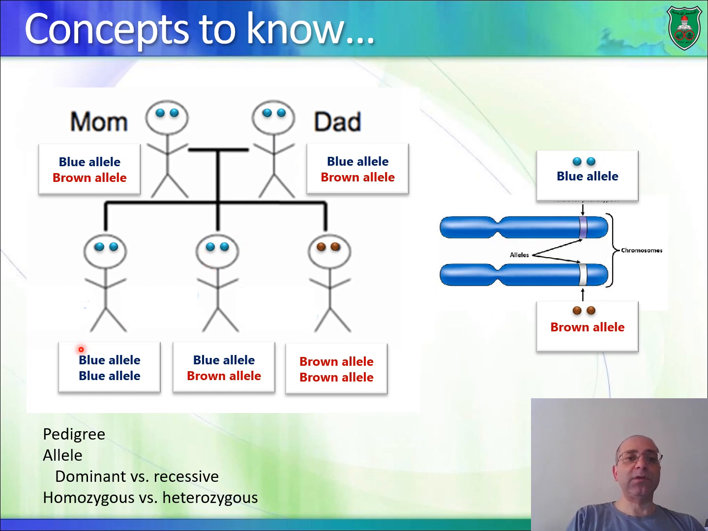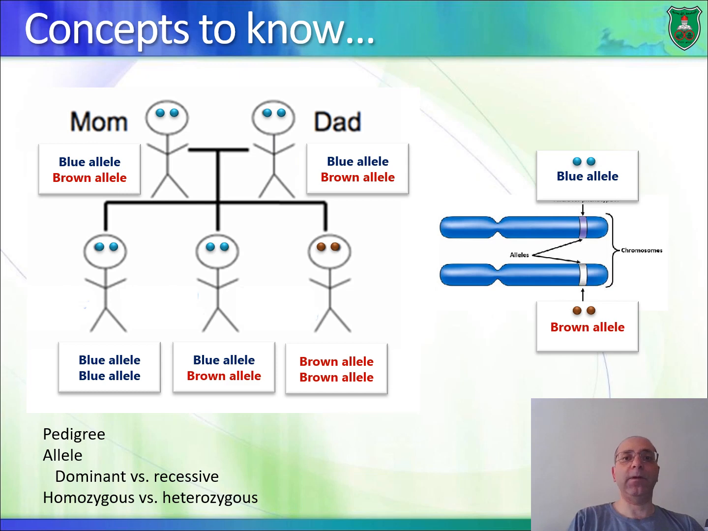eyes. Now this person is what we call homozygous because both alleles are exactly the same. This person is heterozygous because both alleles are different. And this person is homozygous. The alleles of the eye color gene are both brown, so the recessive phenotype would be shown on that person, and the person would have brown eyes. Okay? So now we know what a pedigree means: allele, dominant, recessive, and homozygosity or heterozygosity.